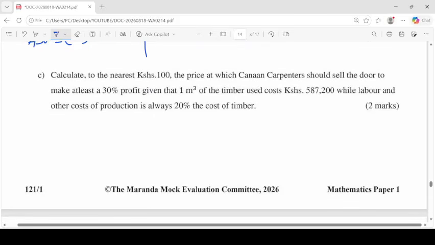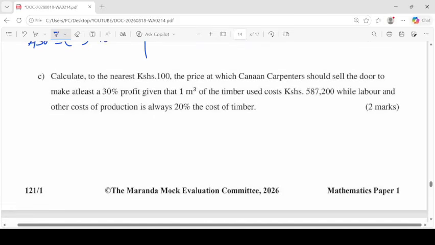Part C of the very paper. Calculate to the nearest 100 shillings the price at which Canaan carpenters will sell the door, making at least a 30% profit, given that 1 cubic centimeter of timber used costs this amount, while the labor and other costs of production is always 20% the cost of the timber.